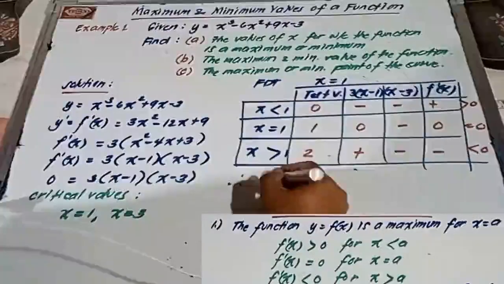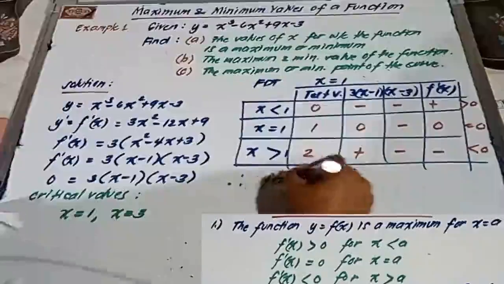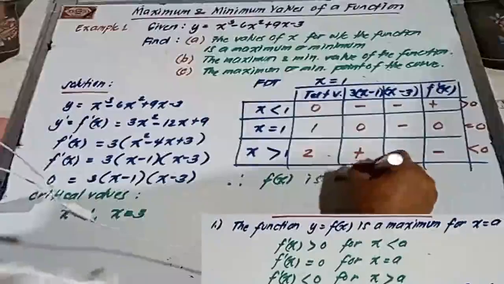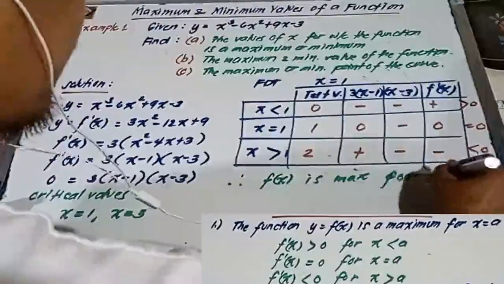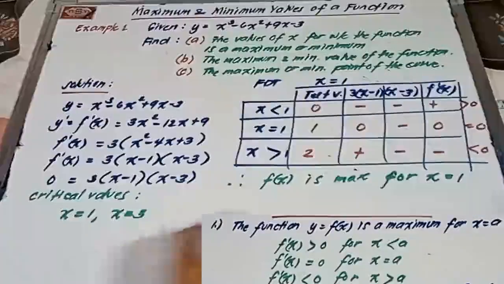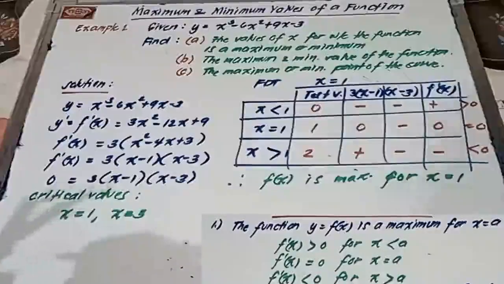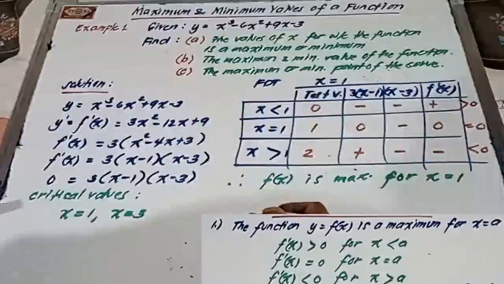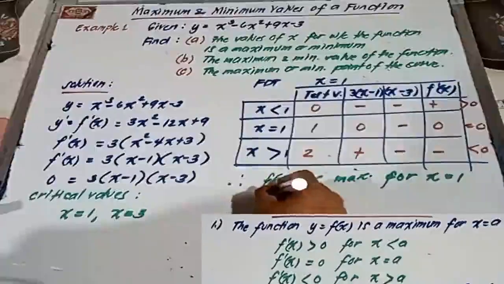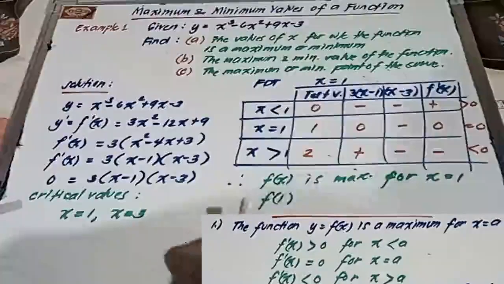Therefore, f of x is maximum for x equals 1. Okay? Maximum siya. Ano yung maximum value niya? The maximum value is f of 1. Okay? F of 1 is the maximum value.